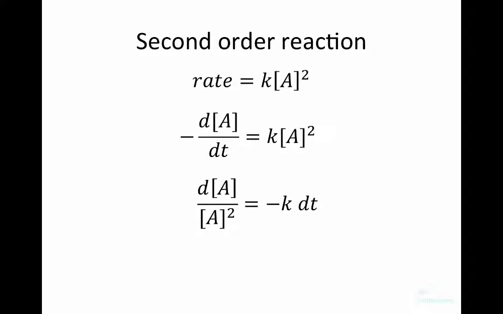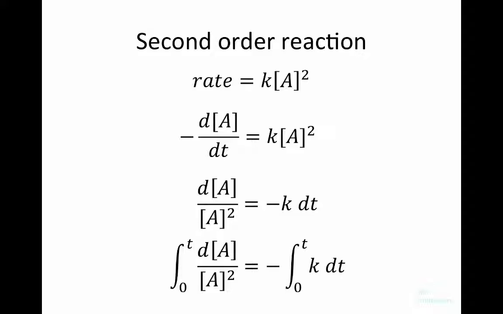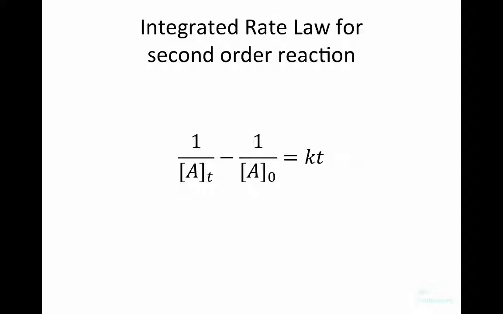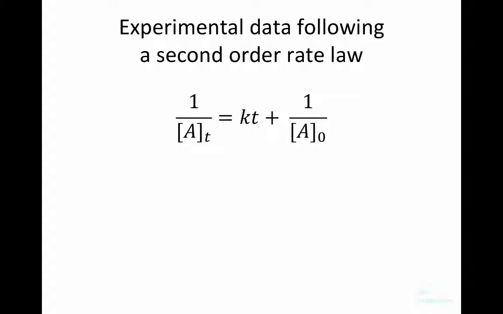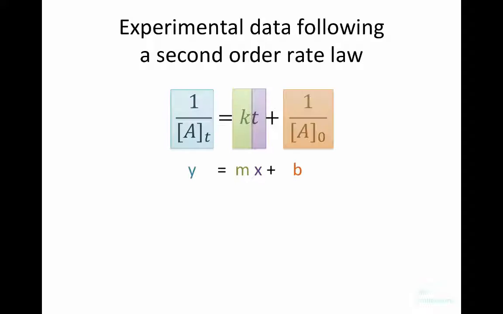And now we're going to integrate from 0 to t. Again, we did this exactly the same way we did the first order equation, except it's a slightly different rate law. When we do this integration, we get the integrated rate law for a second order reaction. You can see there's a difference in that instead of having natural log of A, we have 1 over A. Let's rearrange it just a bit. That will give us the form of a line.